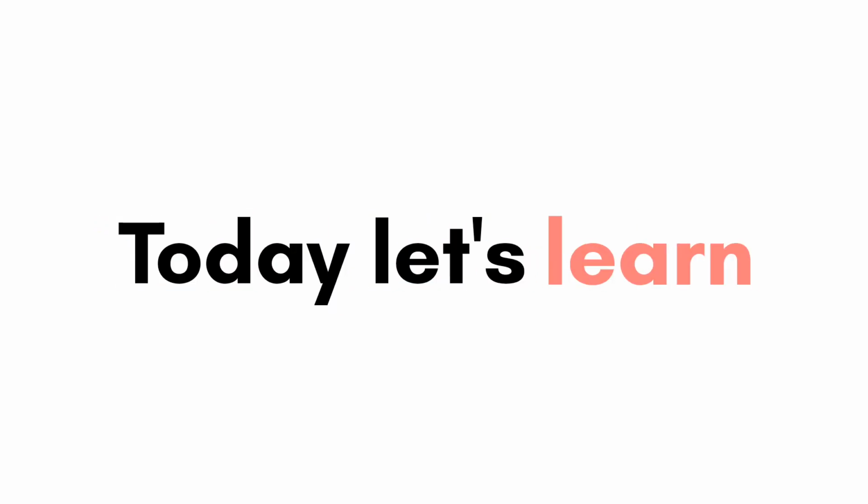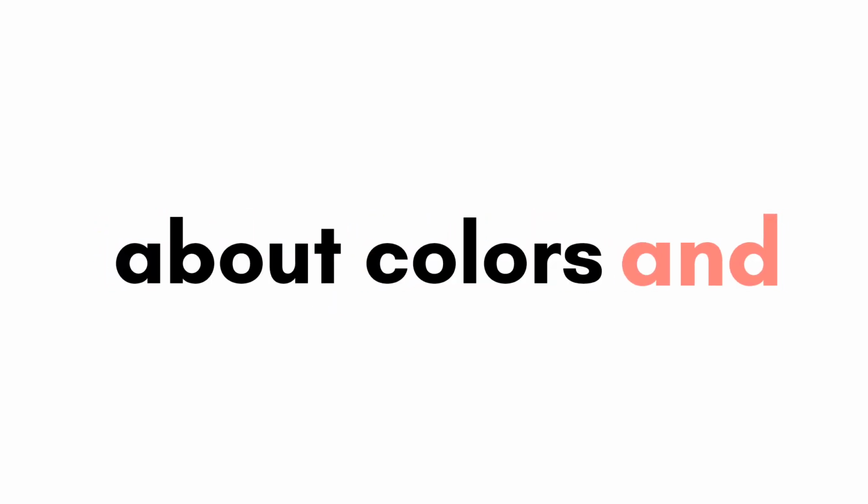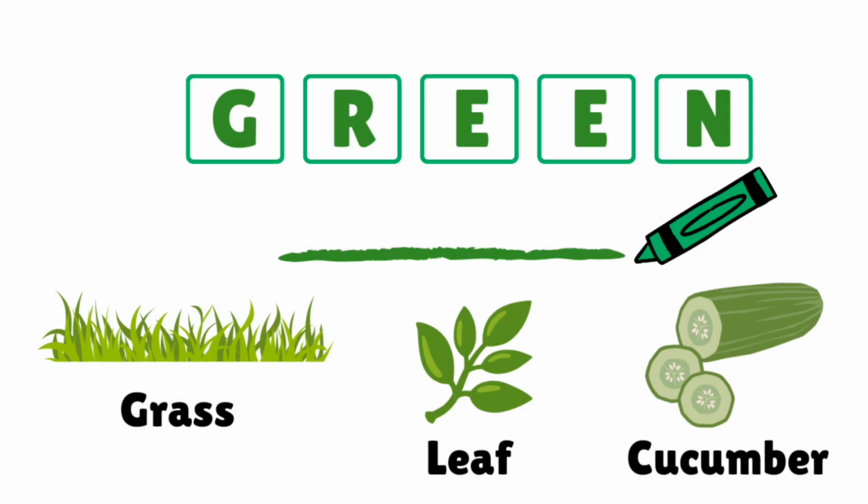Today, let's learn about colors and their spellings. Yay! Our first color is green. Can you say it? Green. Yes, let's spell it. G, R, E, E, N.